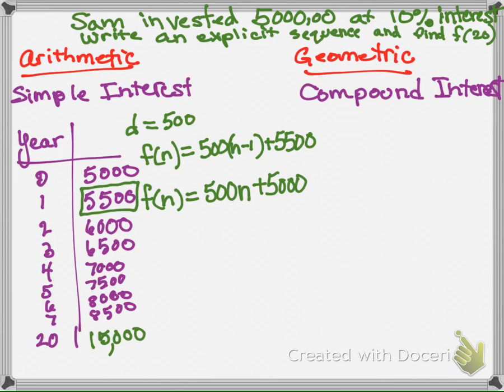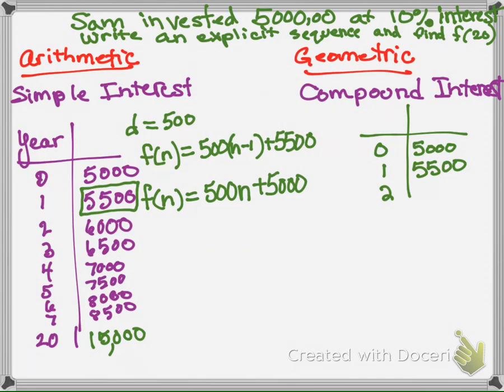So now if it was compound interest, then at the end of the first year, he'd get $500, but at the end of the second year, he's going to get 10%, but it's not 10% of that original amount. Let's make a little chart here. Year 0, he'd still have 5,000. Year 1, if it's compounded yearly, he'd have 5,500. But at year 2, he's going to get 10% of 5,500. That's what he's going to get paid.